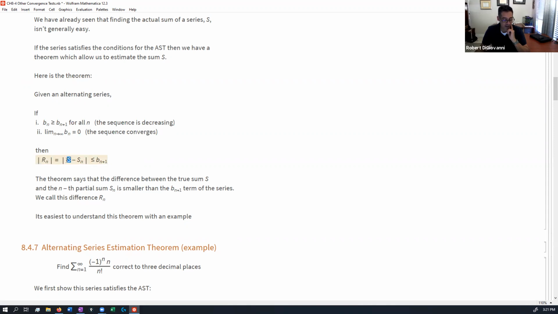It says that S, that's the true sum of the series, minus S sub n. Now, S sub n, recall, is the nth partial sum. This is not the whole series being summed. It's stopping at n. Whatever your sequence or series is here, you add up the first one and the second one, but you stop at k, the kth one. This says that if you look at the difference between the true sum and the partial sum, that will always be less than or equal to b sub n plus 1.